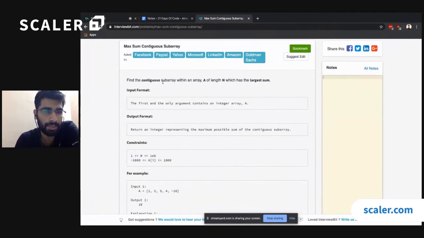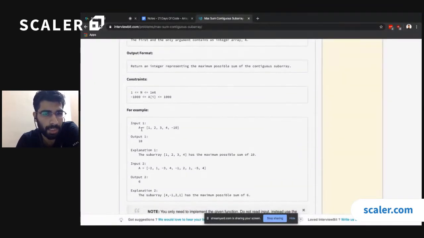So the question says that you have to find a contiguous subarray within an array. We will be given an array A whose length will be n, and we have to find the contiguous subarray within the array which has the largest sum. For an array of size n, there can be n into n minus 1 by 2 subarrays. Out of those subarrays we have to find the one that has the largest sum.